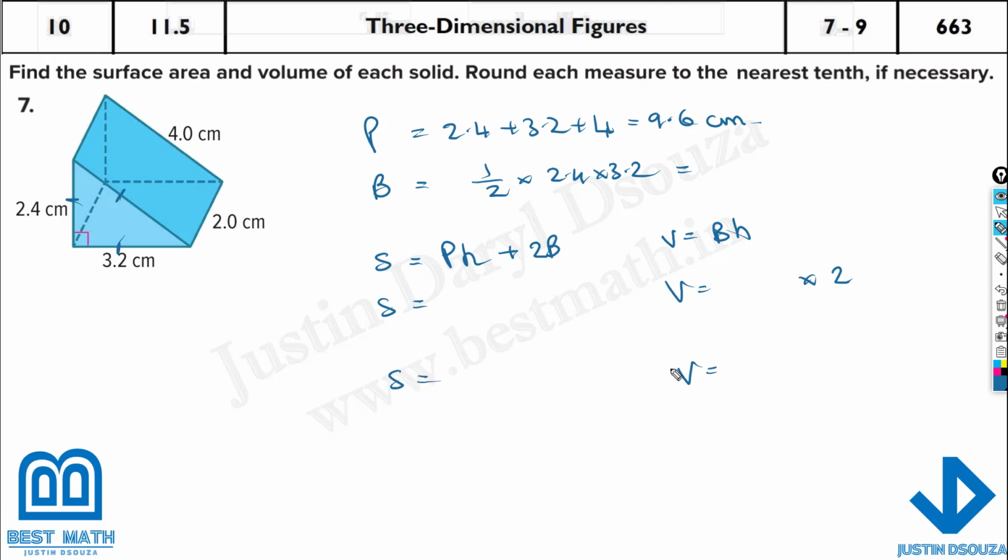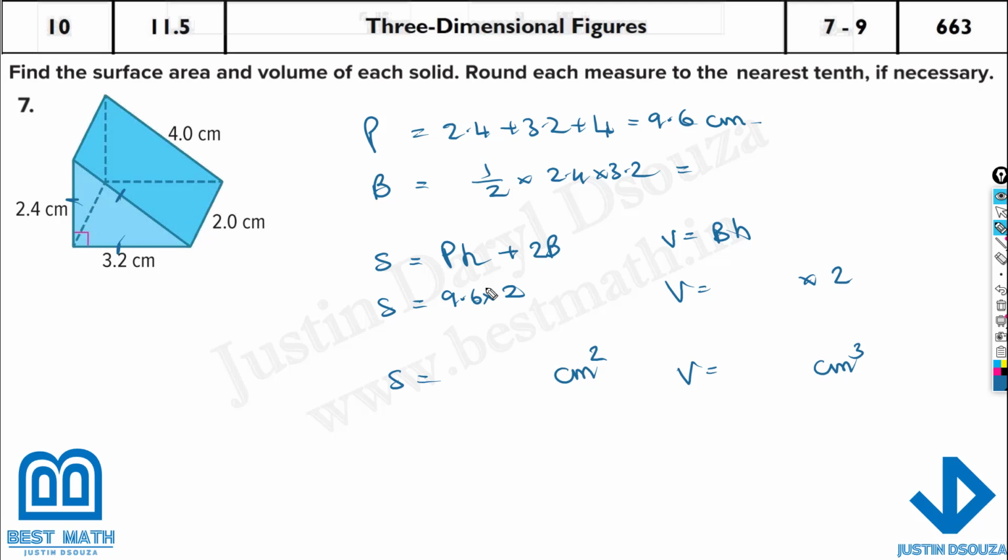The values here, the units, are always in terms of cubic. It's centimeters, so centimeter cubed, and over here it'll be centimeters squared. Surface area is area, so it'll be squared. Now I'll substitute this first part. It is 9.6 times h. H is 2. So this must be the base, and this is the height.